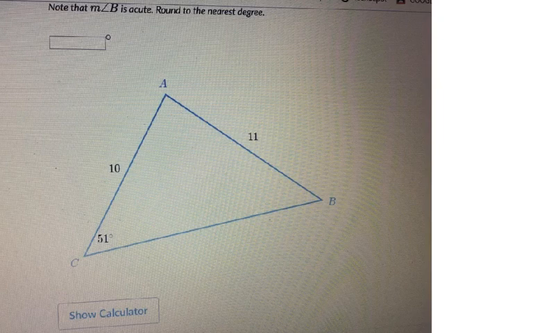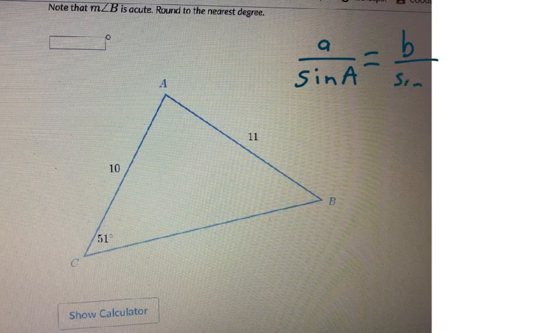Now, the law of sines basically says this. If I take A, which is a side, I match it up with the sine of its opposite angle, which I'll call big A. And I know that equals B over the sine of big B, which equals C over the sine of big C.